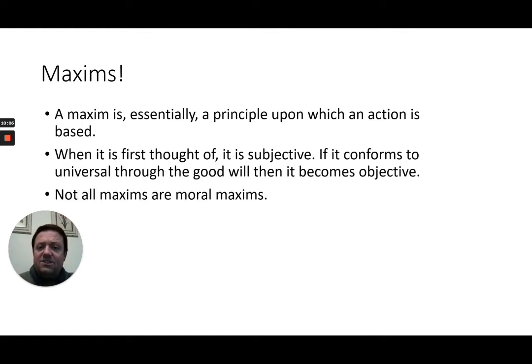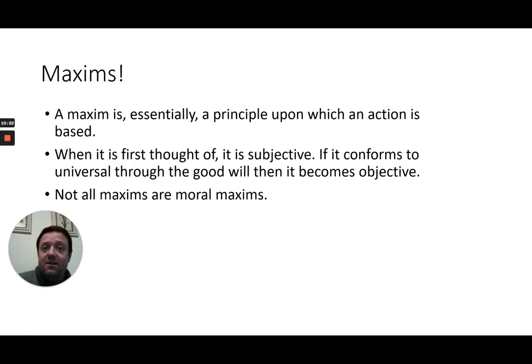But let's just think about this idea of maxims in a little bit more detail and give you a couple of examples. If I said, never break a promise, that is a maxim. It's an action guiding principle. It is telling you that you should not do something. Similarly, if I said, always give to charity, that is an action guiding principle. It's a maxim.